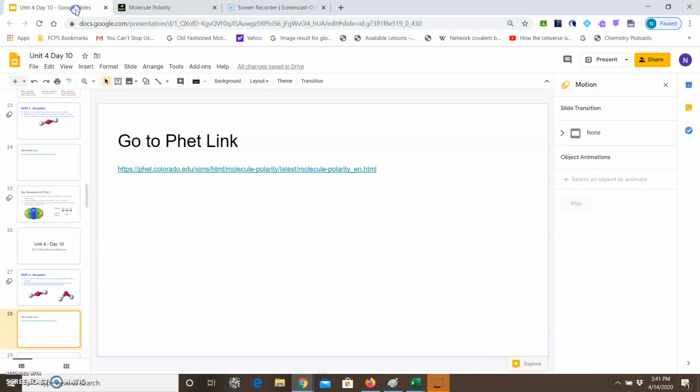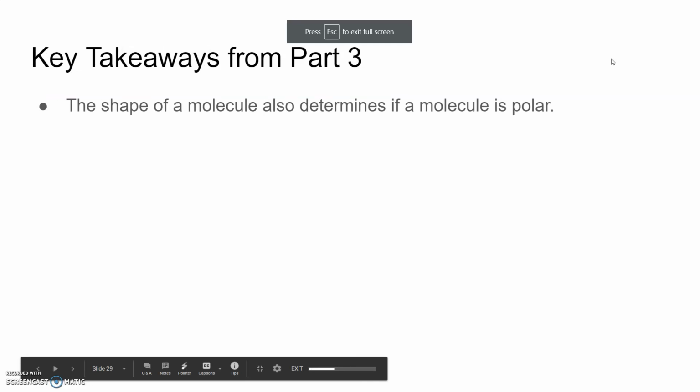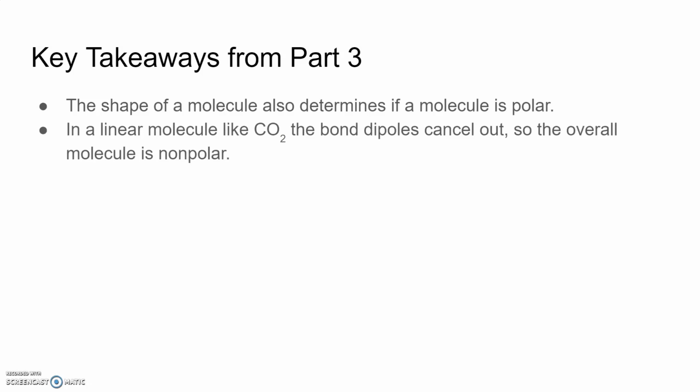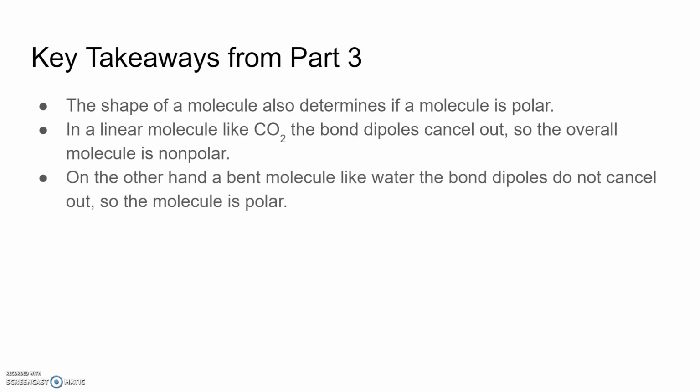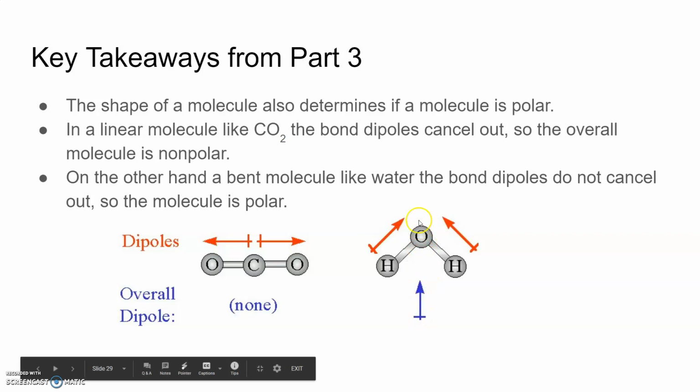But going back to some key takeaways from part 3. The main thing with part 3 is that the shape of the molecule also determines if it's polar or nonpolar. So if you have a linear molecule like CO2 where the bond dipoles cancel out, the overall molecule is nonpolar. But if you have a bent molecule, like water is actually a bent molecule, then the molecule is polar. Now you may be asking, well, I can see that in a linear molecule, the bond dipoles cancel out, and in a bent molecule like H2O, they don't, so the overall molecule is polar.